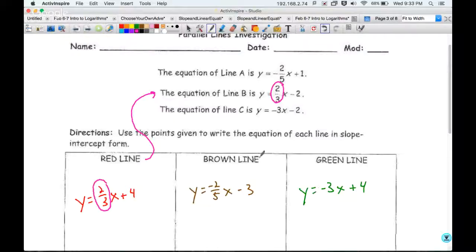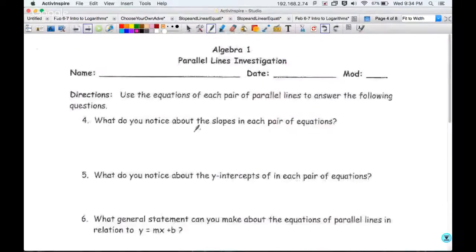Let's look at the brown line now. Brown line was parallel to line A. Look at the slope of line A. Look at the slope of the brown line. Again, they match. In good indication that there's some sort of pattern here. Let's just check it with one more. Green line and C were parallel, and again, the slopes match. So now I think we're ready for the next page. What did you notice about the slopes in each pair of equations? They matched.